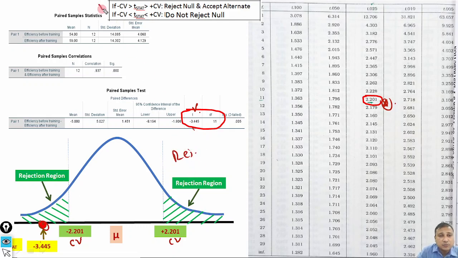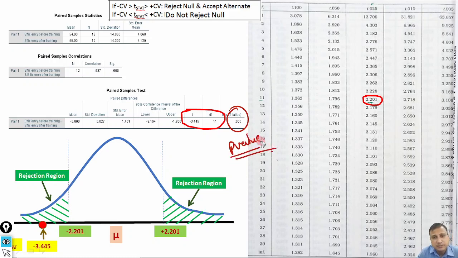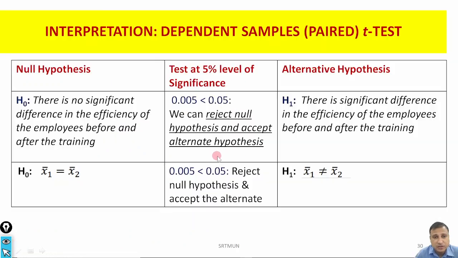What is the thumb rule here? If the t statistic is less than minus CV, that is, less than this greater number, then we reject the null hypothesis. So this is also one approach. Either you can go with the p-value approach. The p-value approach is easier. In simple terms, we simply compare this with this and we can say that we can reject the null hypothesis and accept the alternate hypothesis.